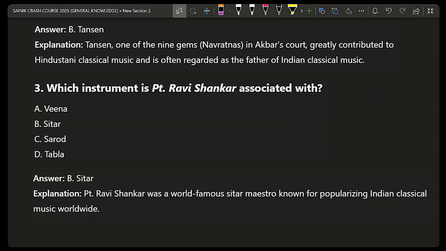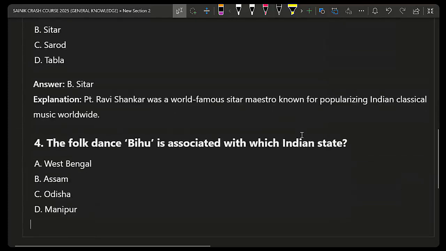Next question, it was there in our textbook also. Let's see how many of you will answer it correctly. The folk dance Bihu is associated with which Indian state? West Bengal, Assam, Odisha, Manipur. Bihu.